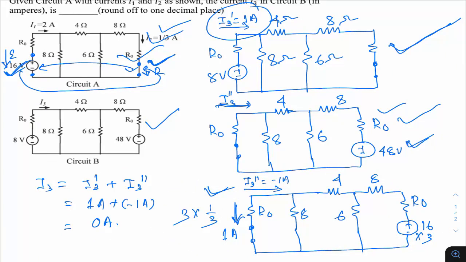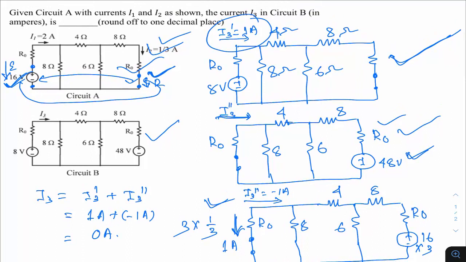So this current is coming 1 ampere, but I3 double dash is defined in the opposite direction. So this current is minus 1 ampere. So the individual responses are 1 and minus 1 ampere. The total response will be 0 ampere. So the answer is 0 for this.